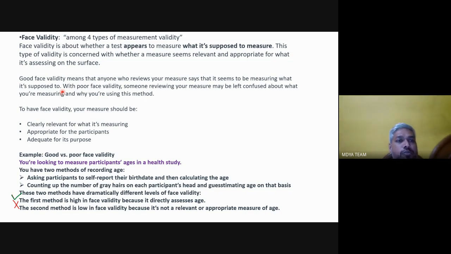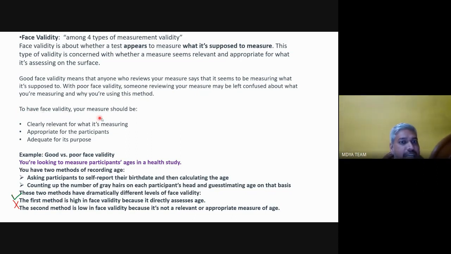If anyone reviews it and says that yes, it is measuring what we wanted to measure, then it is good face validity. With poor face validity, someone reviewing your measure may be left confused. If you have opened a shop for tea and you are asking questions for tea, it is okay. If you are asking questions for pakoda and everything, then the reviewer will definitely be confused. Means what are you measuring and why are you using this method? It is very simple. Like we have a face, my name is Giriraj, so he should be a Giriraj. He cannot be an Ankit or Sumit or any other one.